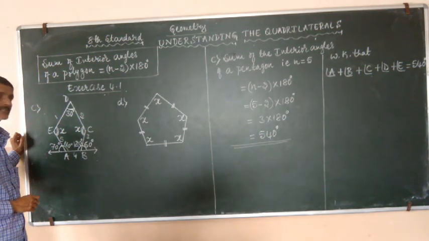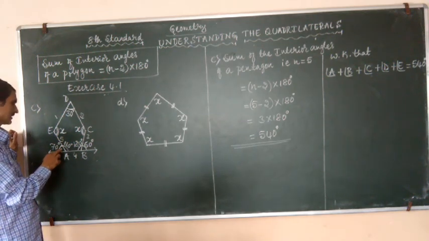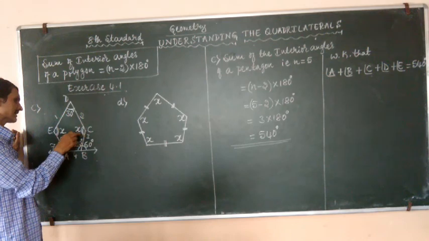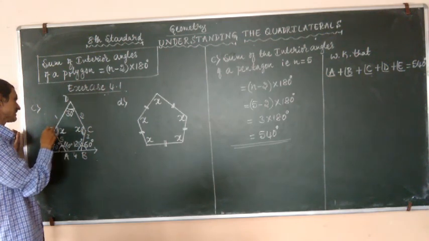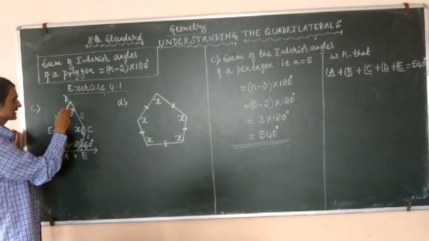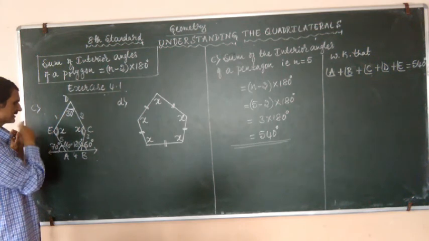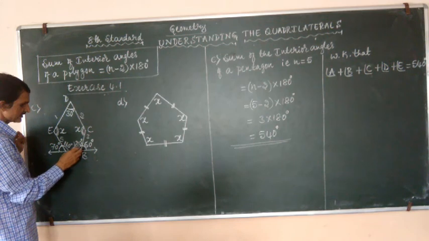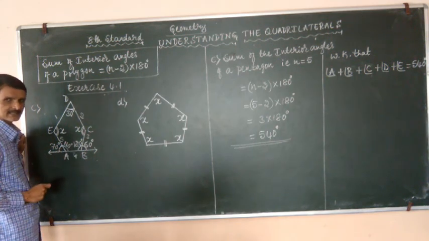Okay, students, I think you have understood the concept here. They have given angle C, angle D, angle E. Angle C is x, angle D is 30 degrees, angle E is x degrees. Whereas in the case of A and B, they have not given the interior angles.